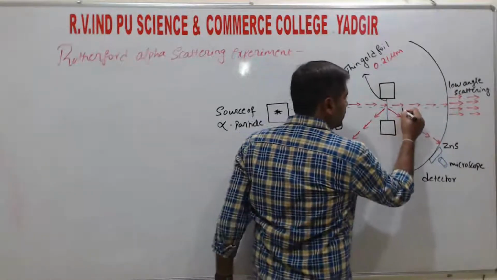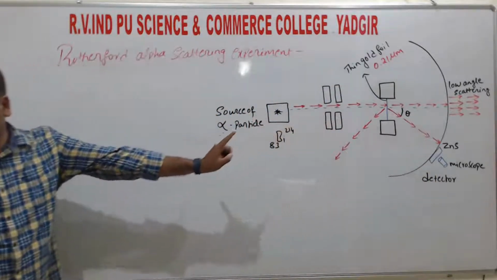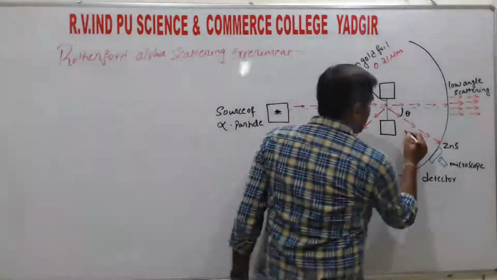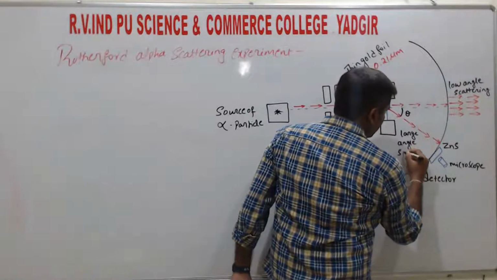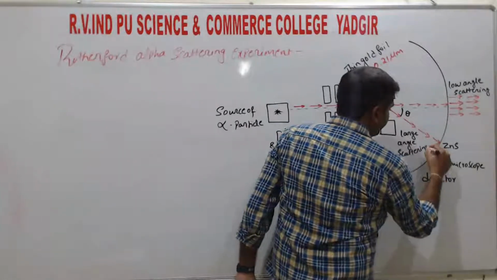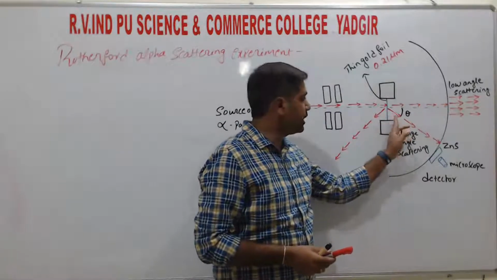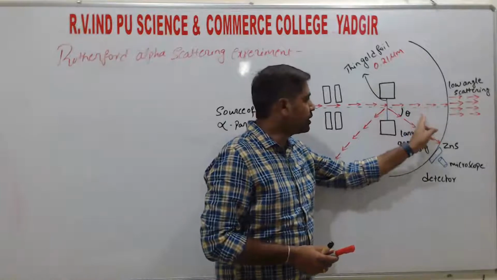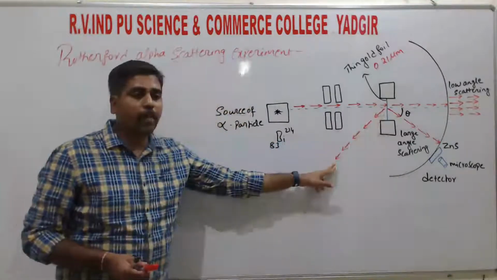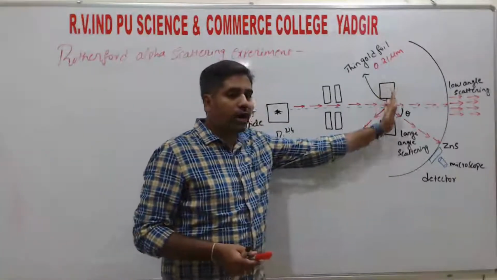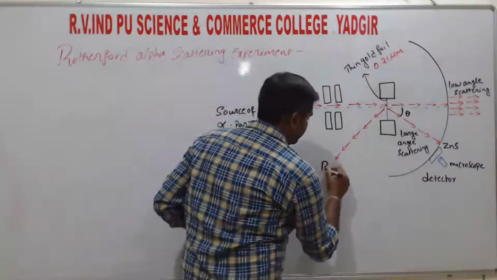So here these are the high angle scattering, right? These beams are the large angle scattering, where the scattered alpha particles make a certain angle with the axis. And one more, here we are getting the backward scattering. This is the gold foil, and when particles are incident on it, they get reflected. Hence, these are called the backward scattering.